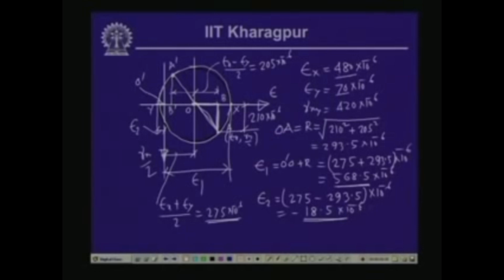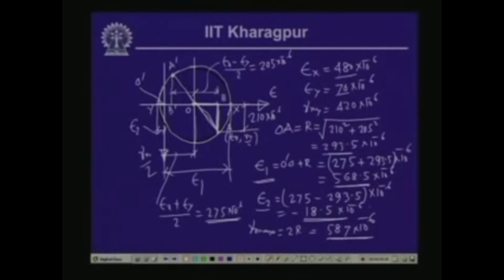Now, the maximum shearing strain is the maximum value of the radius, which is equal to gamma by 2, and the radius as we have seen is 293.5. So, gamma max is equal to twice R, which is equal to 587 into 10 to the power minus 6. This is the maximum value of the shearing strain. So, these are the three quantities: the principal strains epsilon 1, epsilon 2, and gamma max. Now, let us look into the angle.